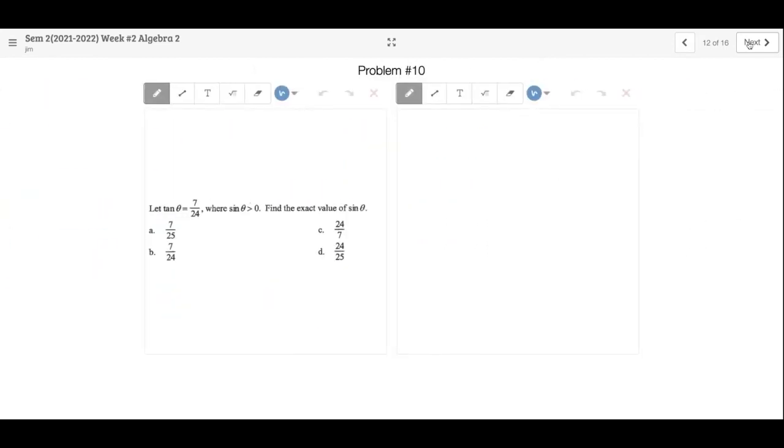All right. Number 10. If the tangent of theta is 7 over 24, where sine of theta is greater than 0, find the exact value of sine of theta. I'm going to let you guys work on this one. We do have a little bit of time.